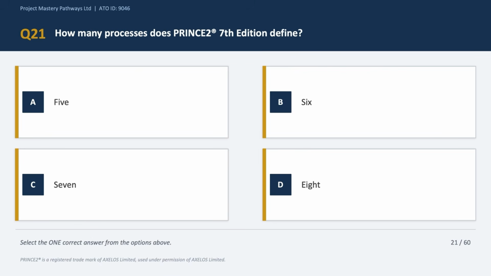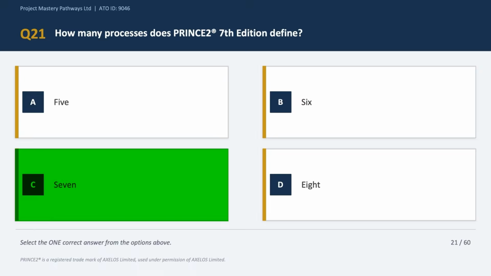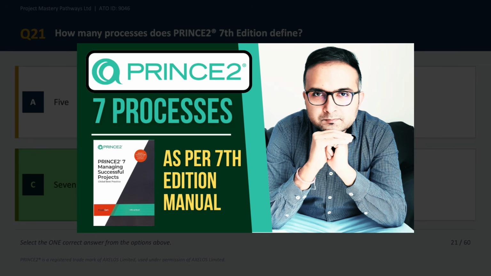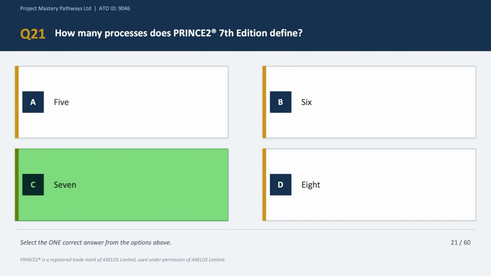Next, question number 21. How many processes does the PRINCE2 7th edition define? This should be very basic, guys, and I hope all of you have got this answer correct because the correct answer is option C, which says 7, because the PRINCE2 7th edition defines exactly 7 processes: starting up a project, initiating a project, directing a project, controlling a stage, managing product delivery, managing a stage boundary, and closing a project. I have an entire video on this YouTube channel which talks in detail about each of these 7 processes, so I would encourage you to watch that video as well. So the correct answer is option C.